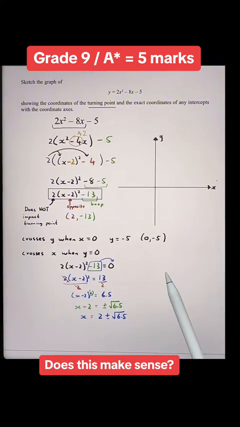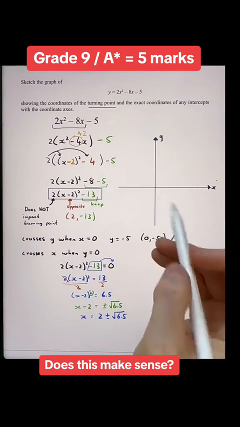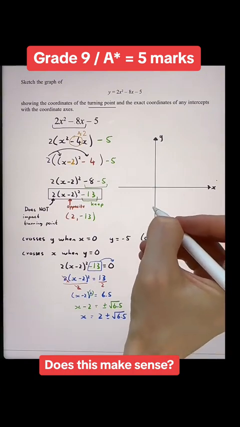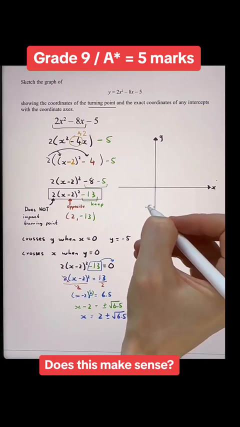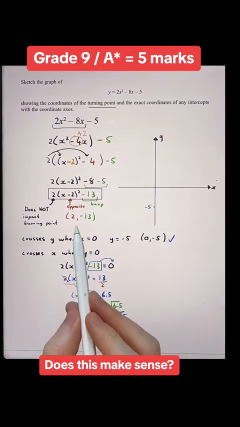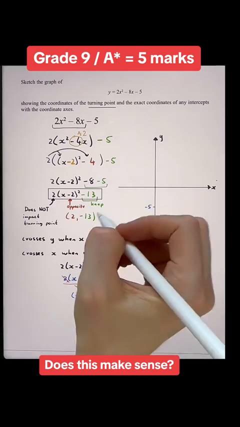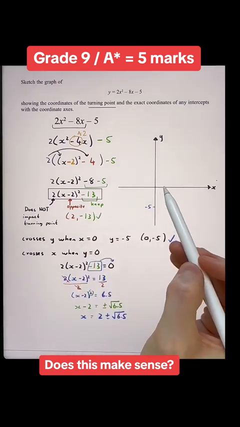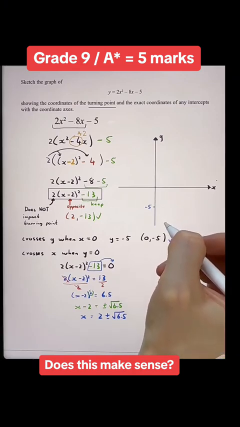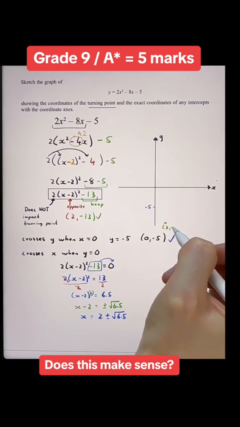To sketch my quadratic, my first step is to label my y-intercept at (0, negative 5). So (0, negative 5) on my y-axis will be somewhere here. It's just a sketch. I'm going to label my turning point, which in this case is (positive 2, negative 13). Well, positive 2 will be here on the right. (2, negative 13) will be somewhere down here. And label that as (2, negative 13).